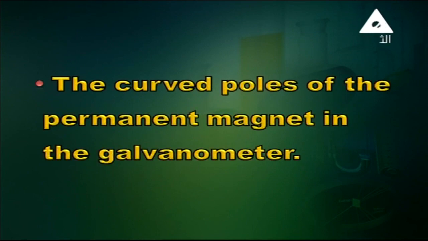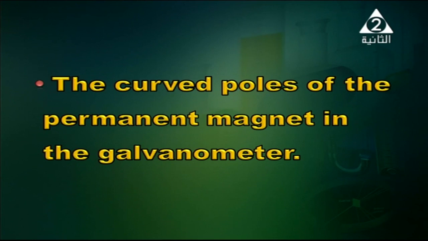And what about the function of the curved poles of the permanent magnet in the galvanometer? Yes, this is being curved. Poles being curved will cause uniformity of the scale. The scale will be uniform, and we'll explain it one by one.